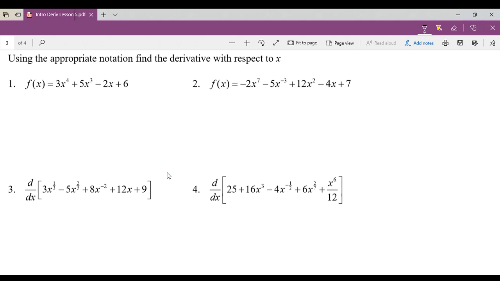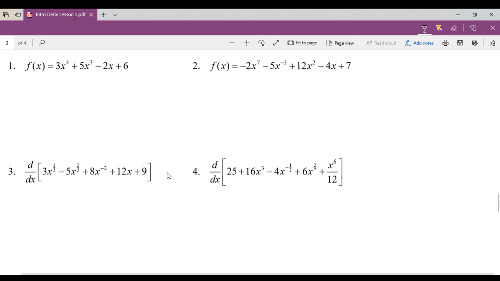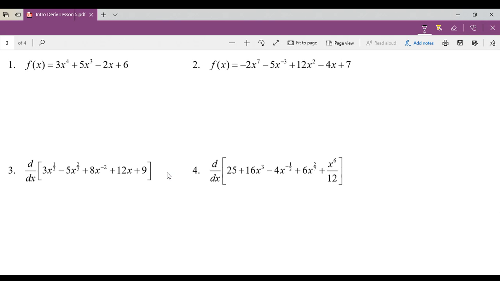All right, so here we go. Let's use appropriate notation to find the derivative with respect to x. You can see we've got sums and differences here. So if I want to find, we'll call it f prime of x, I don't need to write d dx, d dx. I don't have to. I know the derivative of a sum is the sum of the derivatives, so I'm basically going to take the derivative of each term. What's the derivative of 3x to the fourth? Using the power rule, it would be 12x cubed. Bring the 4 down, multiply: 4 times 3 is 12, and then subtract 1. Same deal here. Bring the 3 down, multiply by the 5, then subtract 1. So that would be plus 15x squared.